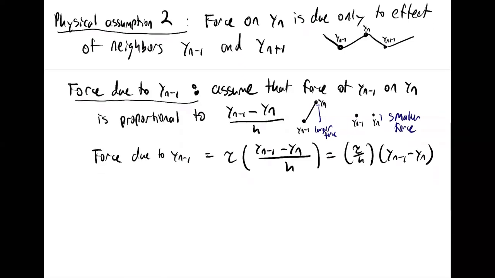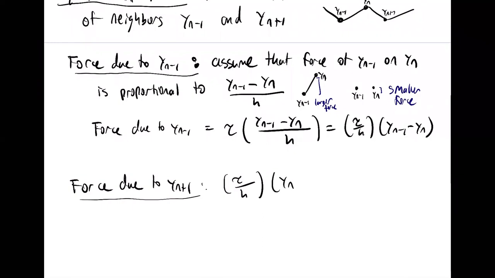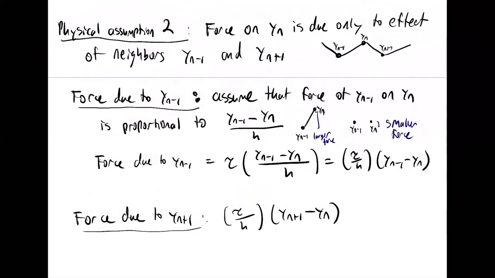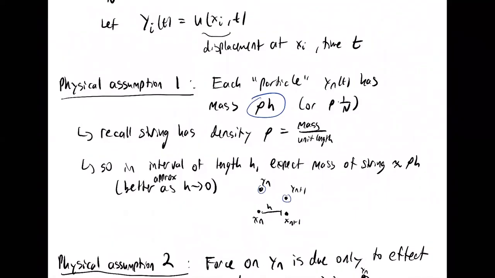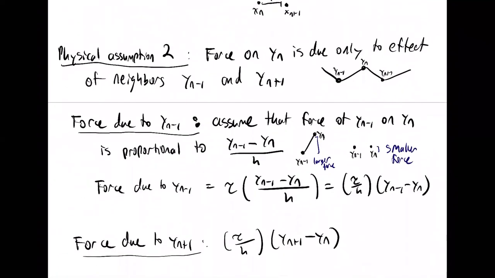Now we'll have a similar formula for the force due to yn plus 1. We'll just use the same idea. So we're going to assume that the force due to yn plus 1 is, again, this tension coefficient tau divided by h, where h is the separation of the input, times yn plus 1 minus yn. Okay, so these are our two main physical assumptions. We have this assumption about the mass of each particle, and then we have this assumption about how to describe the forces acting on a fixed particle.